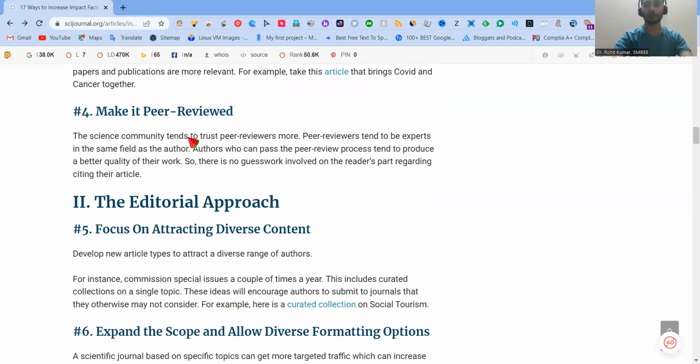Then make it peer reviewed. When it is peer reviewed, it means you trust the peer reviewers mostly. Peer reviewers are similar authors or writers who have the same quality to judge your work. That's why they are called peer reviewers. The peer review process gives authenticity to the journal, that yes, this particular journal is good enough because it has peer reviewers. So whenever you see that there is a peer review process, by default the authors get influenced that yes, it is a good journal. So that's why we should go for that.